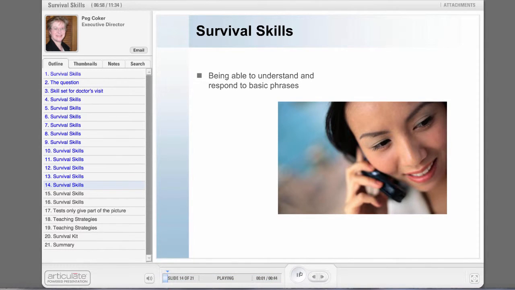It's likely that your student will run into a situation where they can't understand what's being said. Give them the words they need to seek clarification. Phrases might include, "I don't understand. Can you repeat that? Can you speak slowly?"